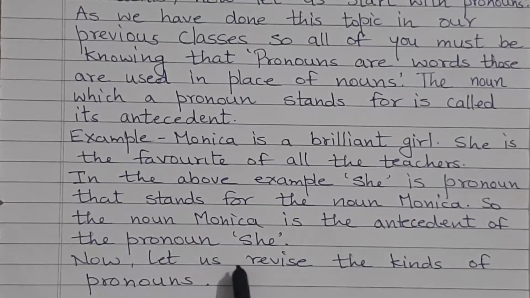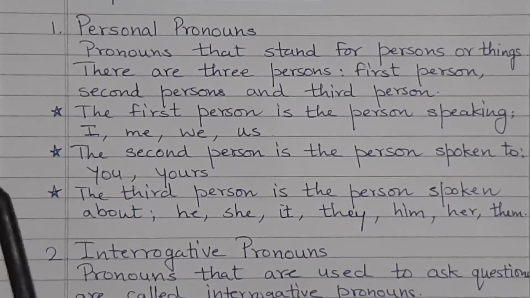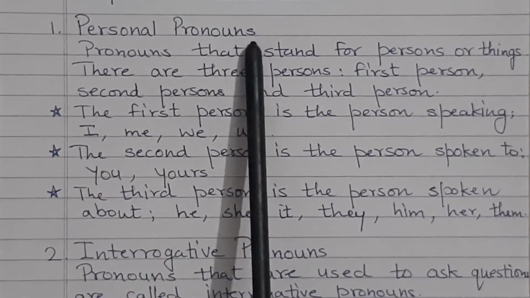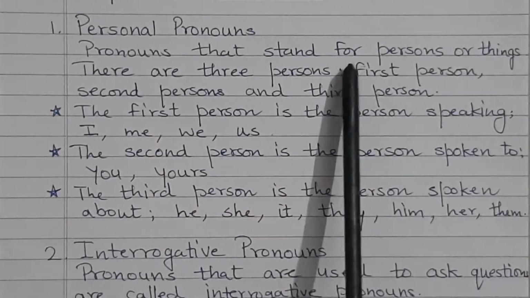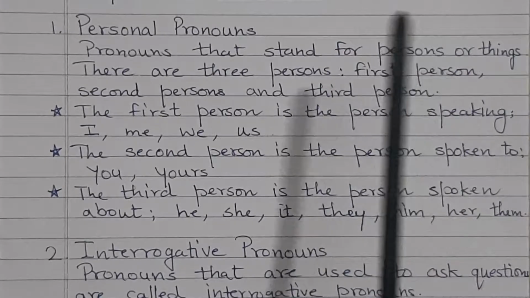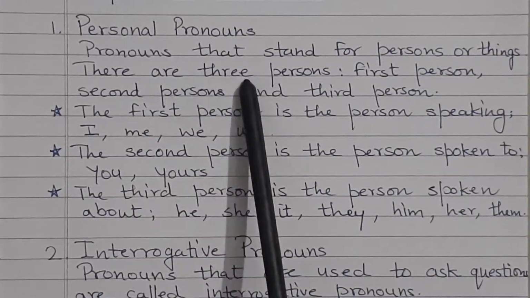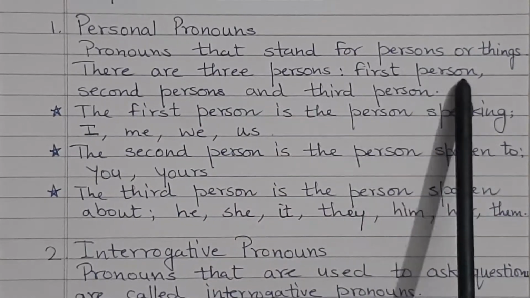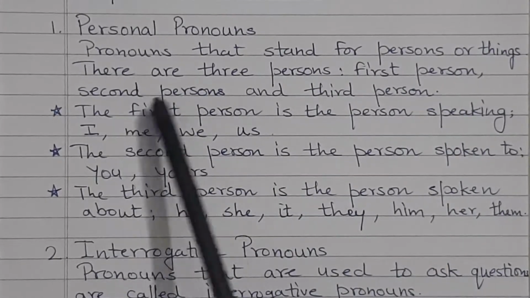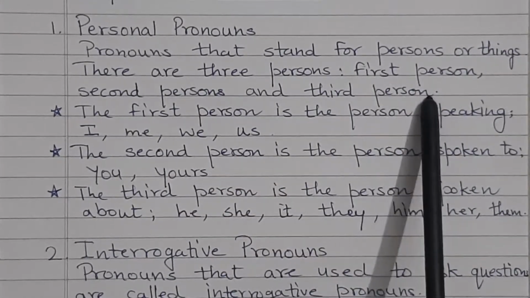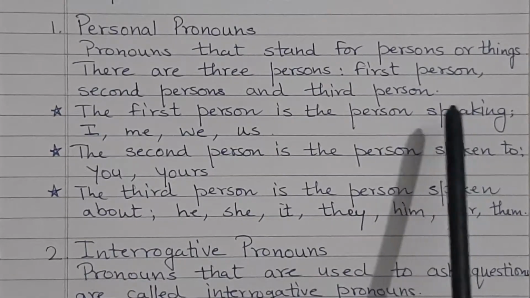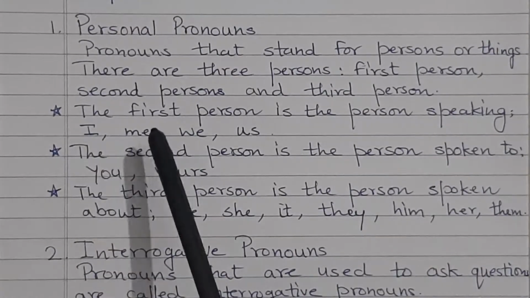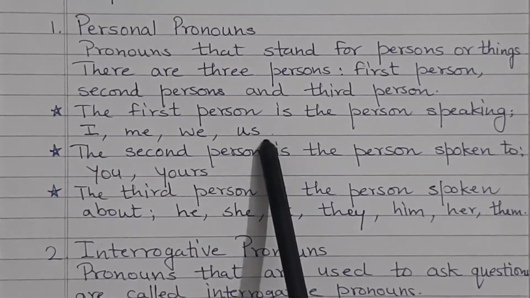Now, let us revise the kinds of pronouns. Number 1, personal pronouns. Students, these are pronouns that stand for persons or things. There are 3 persons: first person, second person, and third person. First person is the person speaking. For example, I, me, we, and us.